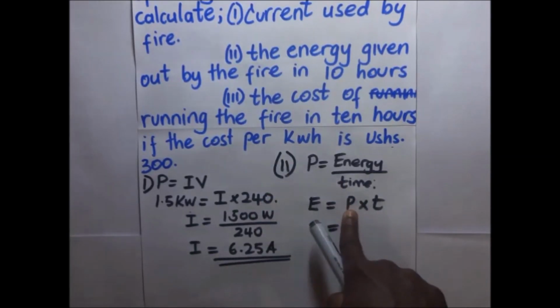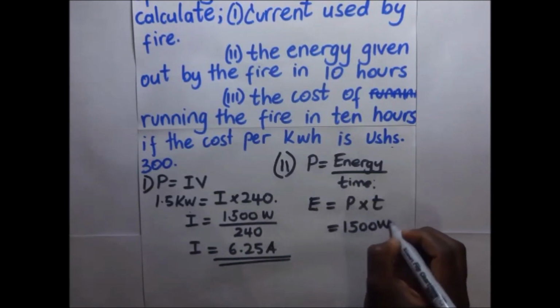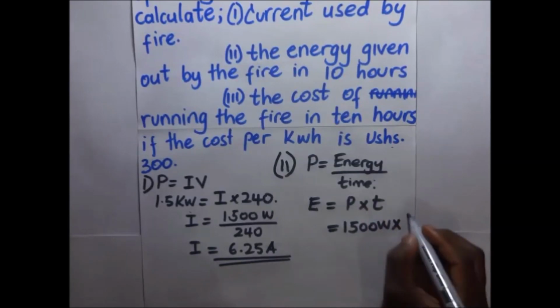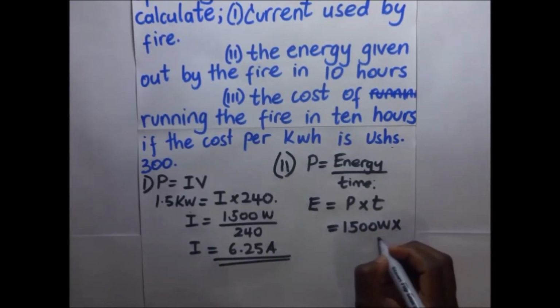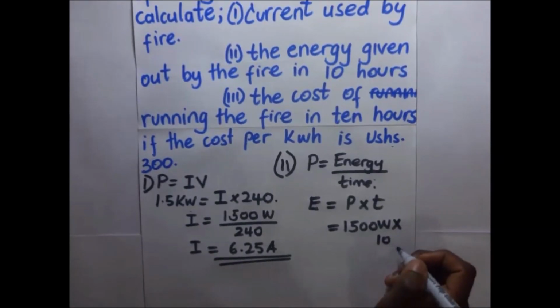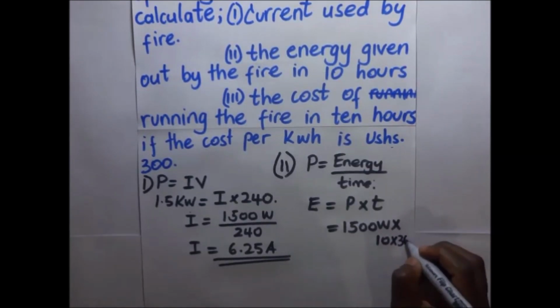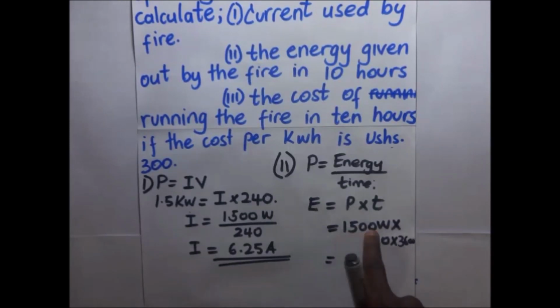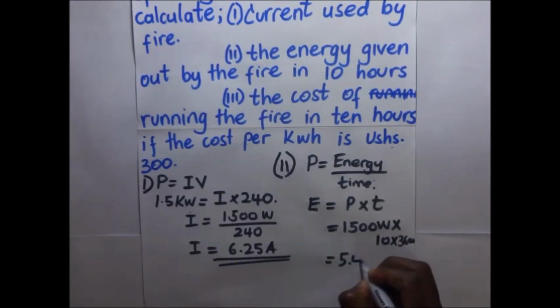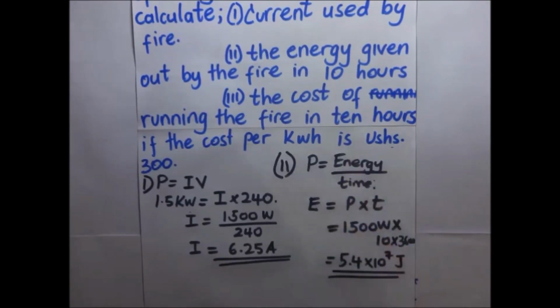What is our power? Our power is 1.5 kilowatts, so it's 1,500 watts. Multiply that by the time. The time is 10 hours, but we are supposed to convert those hours into seconds. So it's 10 hours times the 3600 seconds that are contained per hour. So it's 1500 times 10 times 3600, which is going to give us 5.4 times 10 to the power 7 joules. And this is our energy.